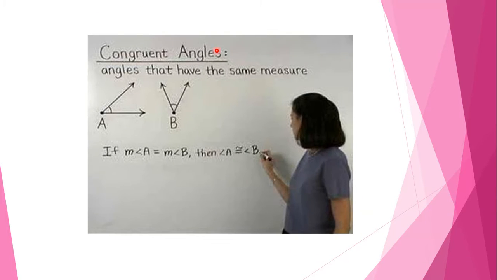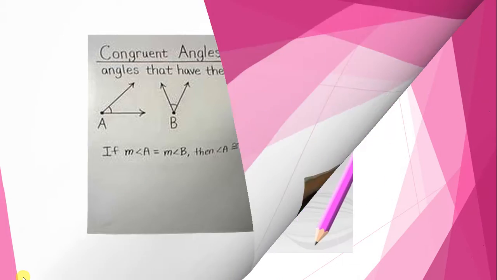Then we have congruent angles. If the angles have the same measure, meaning the same value, they are congruent. Using this example, if the measure of angle A, meaning the value of angle A, is 70 degrees and angle B is also 70 degrees, that means they are equal in value, so they will be congruent. This is the sign to write that they are congruent.